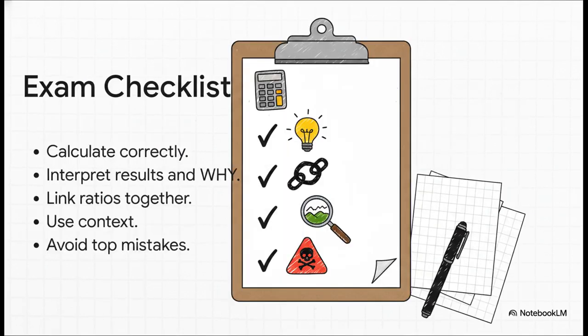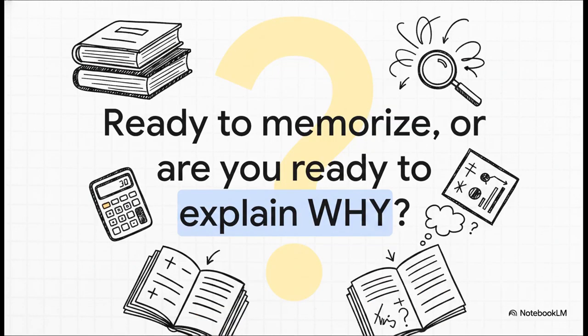So, before you turn in that exam or before you hand a real-world report to your boss, run through this final checklist. Did you calculate everything correctly? Did you interpret the results and explain why they happened? Did you link the ratios together using something like DuPont? And did you provide the right context? Make sure you avoid the cardinal sins: ignoring historical trends, mixing up your ratios, and, I really can't stress this enough, ignoring cash flow.